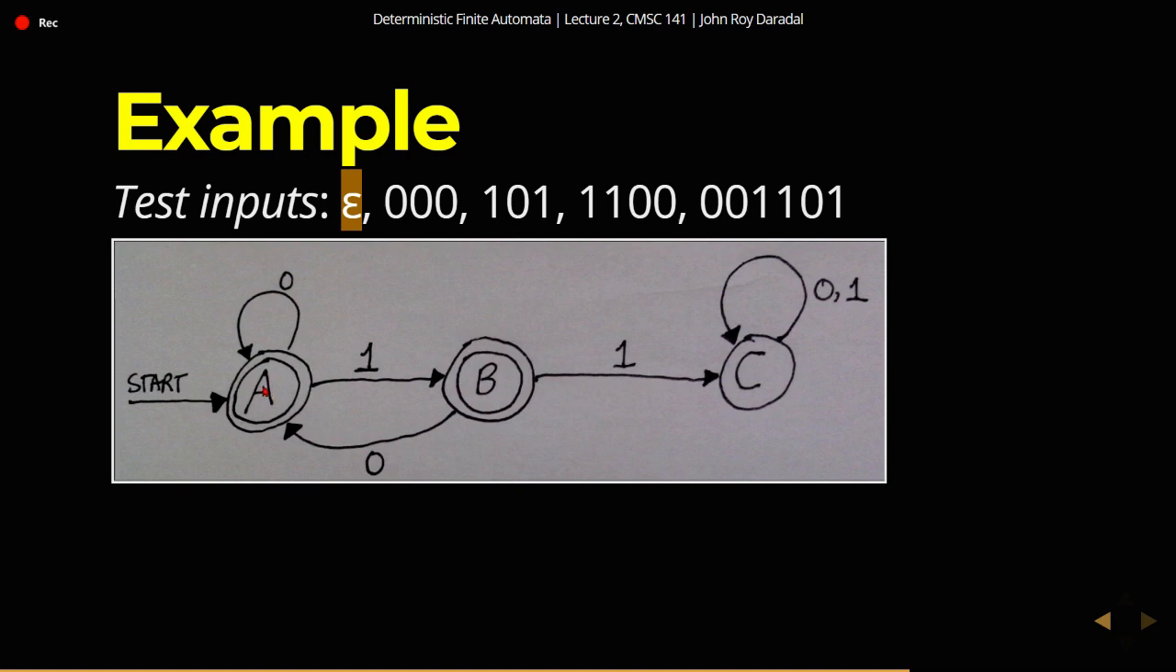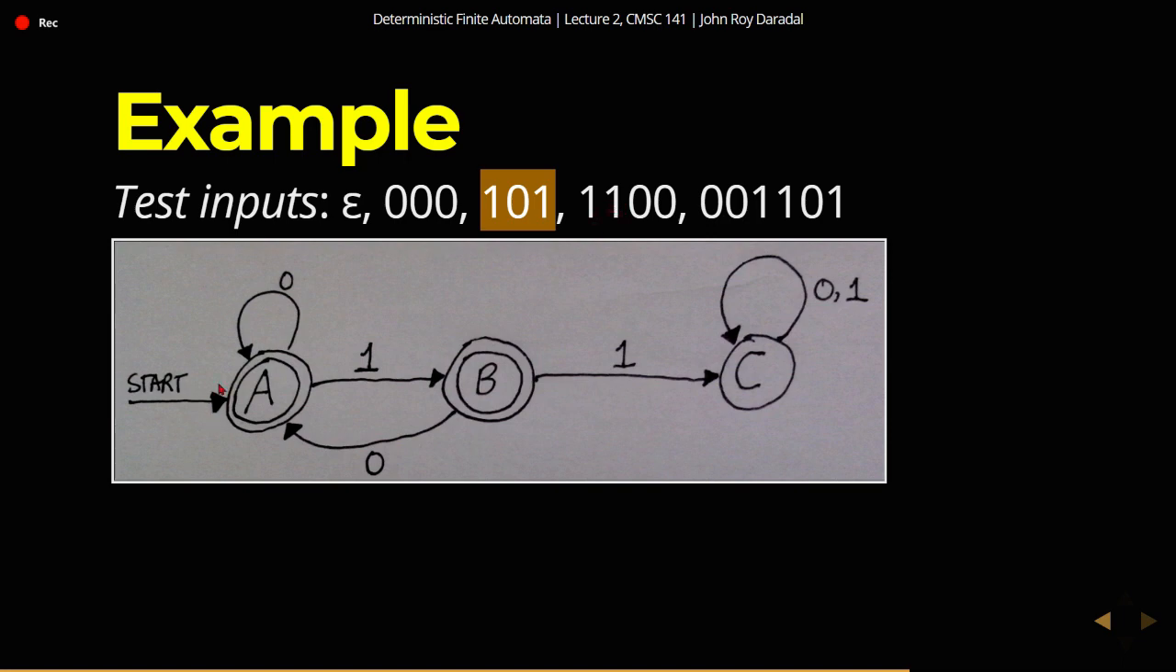So epsilon is part of this language, right? It's accepted. How about 000? So 000 still ends in A, so that is also accepted. How about 1, 0, 1? So 1, 0, 1 ends up in B, which is also an accepting state. So this one is also accepted.